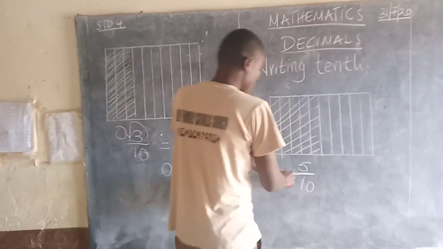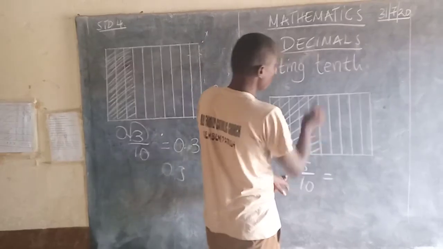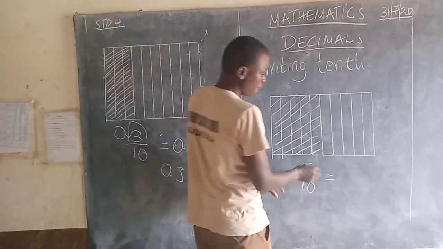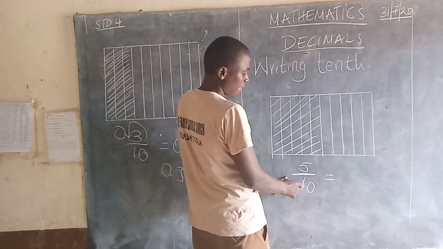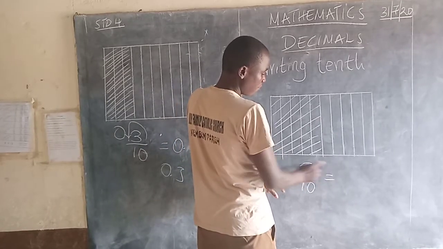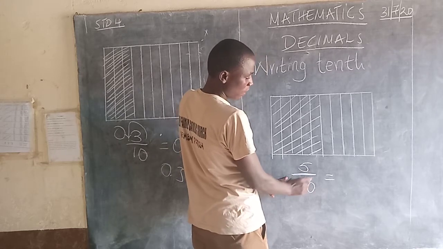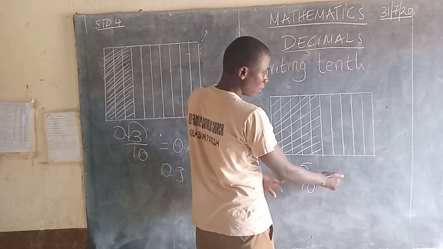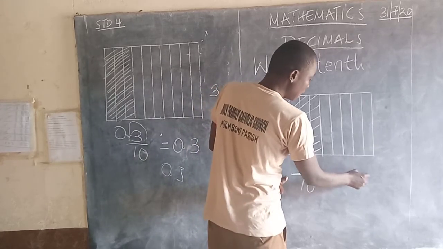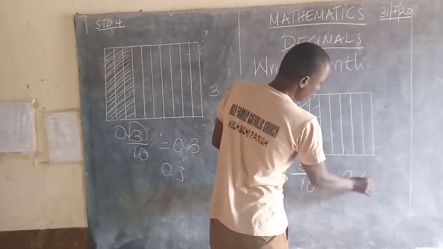Now, these are just the steps. I want you to write the final answer because we are dealing with decimals. What will be 5 over 10 written in decimal? 5 is over 10. 10 has got one 0. Hence, after the decimal, you must have one digit. This will give you 0.5.